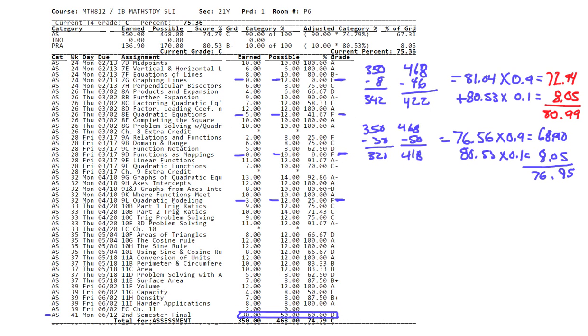Now, of course, the higher your worst scores are, the less your grade will go up. So that's what you want to do today: try to figure out which tests you want to drop, and then we can take care of that. All right, if you have any other questions, feel free to ask.